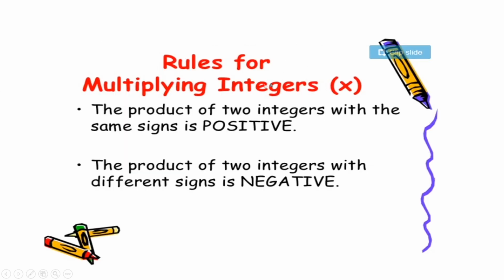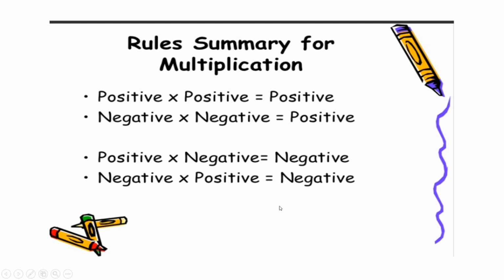Rules for multiplying integers. The product of two integers with the same signs is positive. The product of two integers with different signs is negative. Rule summary for multiplication. Positive into positive is positive. Negative into negative is positive. If both the numbers have the same sign, we will get a positive sign for the answer.